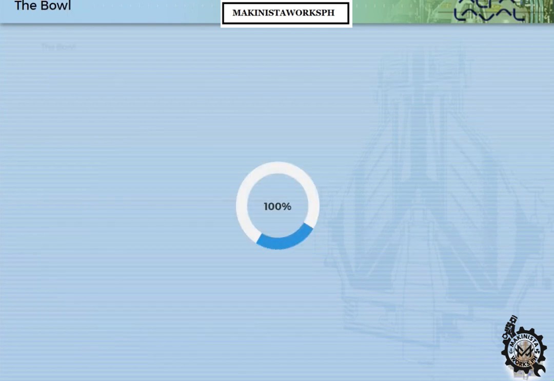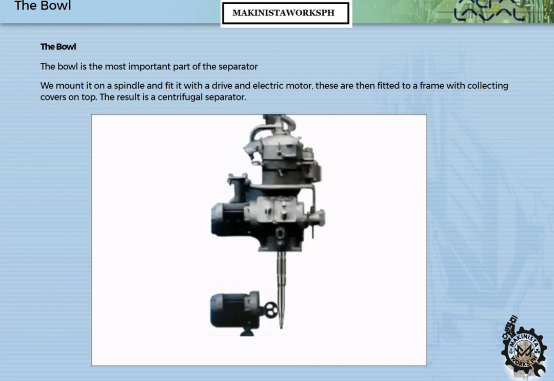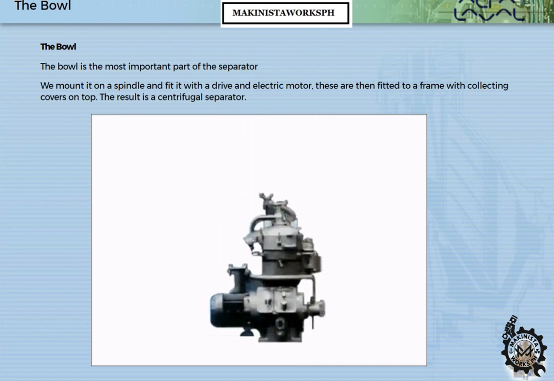Topic 6. The bowl. The bowl is the most important part of the separator. We mount it on a spindle and fit it with a drive and electric motor. These are then fitted to a frame with collecting covers on top. The result is a centrifugal separator.